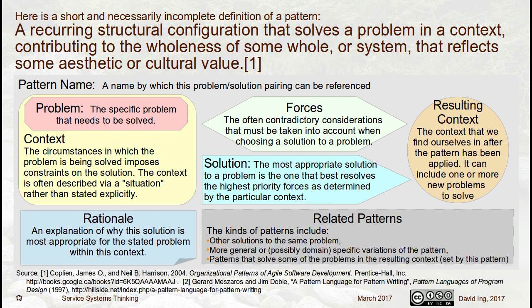So there's this idea of pattern language. We have a pattern name, which labels this whole thing. We have a problem. You have a context around the problem. You have the resulting context, which is after you've built something, you've changed it. We have the forces, which are contradictory considerations that you take into account when choosing a solution to a problem. So when you actually solve a problem, you are making choices in the system.